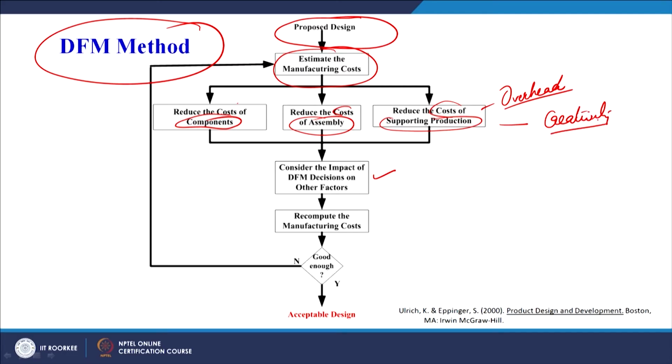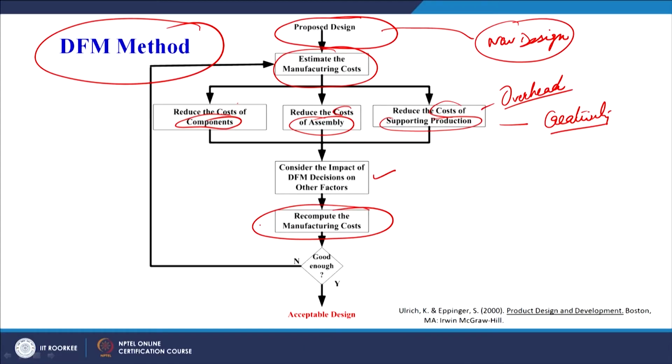and we have changed the proposed design to maybe a new design, and the new design has led to a reduction in the cost of the component, because now the part is easier to manufacture as compared to the previous or the proposed design. The new design has only 3 parts. So, it reduces the cost of assembly, it reduces the cost of manufacturing the various parts, as well as the overall overhead costs. So, we will consider the impact of DFM decisions on other factors.